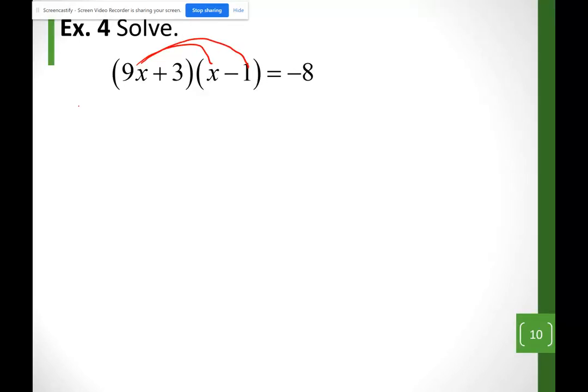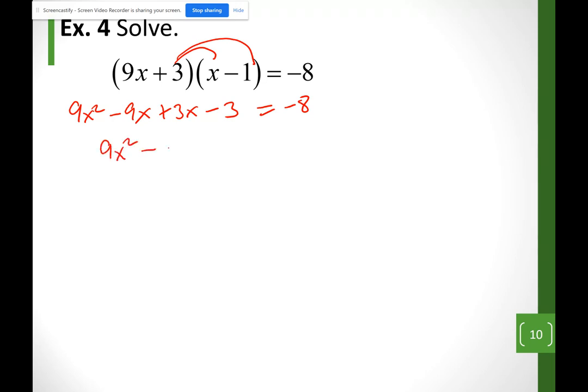So that's going to give me 9x squared minus 9x. Now let me distribute the 3. Plus 3x minus 3 is equal to negative 8. Right, I'm just getting rid of parentheses. Let me combine some like terms if I can. I have 9x squared minus 6x minus 3 is equal to negative 8. Notice I combined the x's.